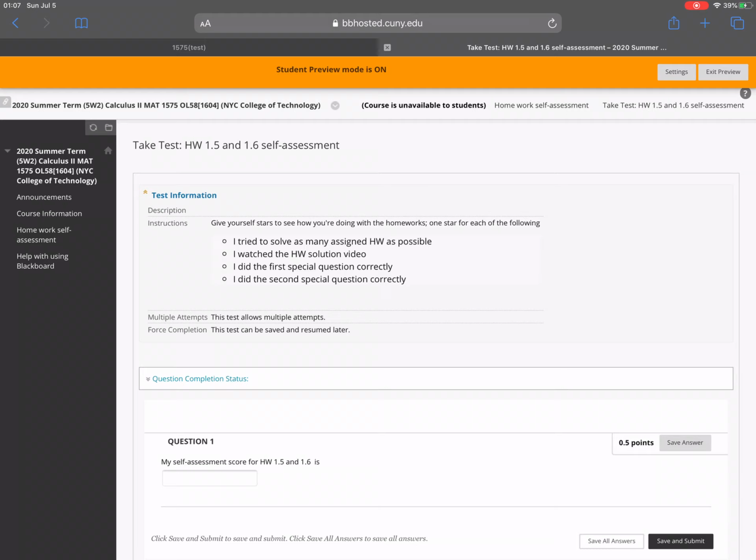Now, when can you get a star? I try to solve as many assigned homeworks as possible. I watch the homework solution video, that gives you another star. If you did the first special question correctly, another star, and if you did the second special correctly, another star. So you can have 4 stars or you can have 1 star. Of course, you can have 0 stars if you didn't do any of that.